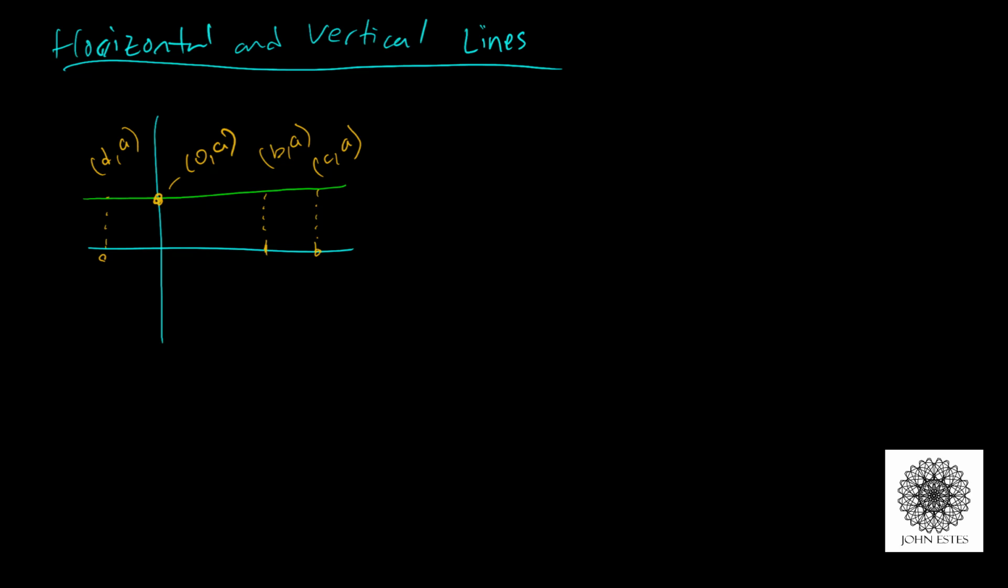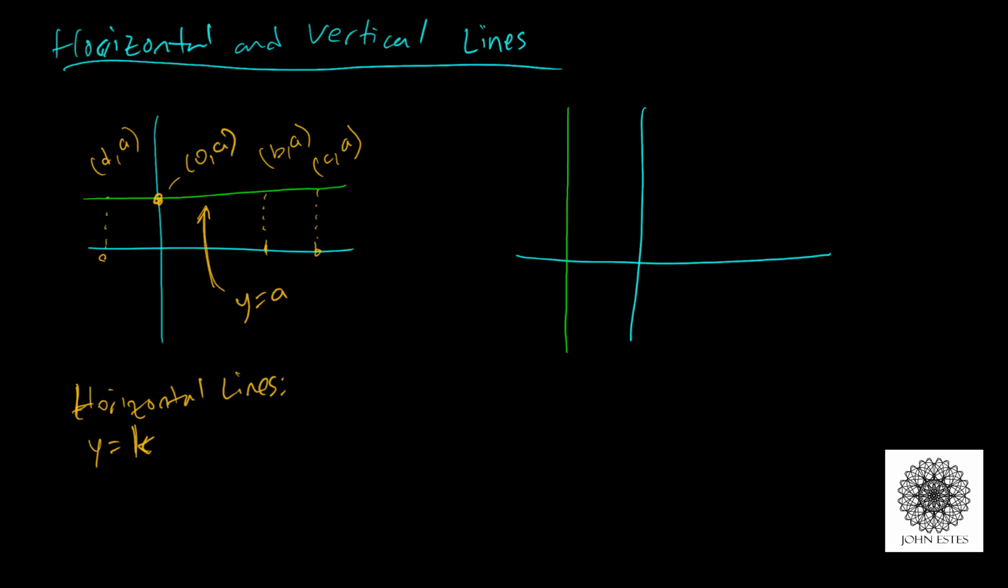So actually, I don't need to write some sort of two-variable equation to characterize this line. I just need to write it as y equals the constant a. And so horizontal lines are always y equals a constant. Okay, now let's look at vertical lines.